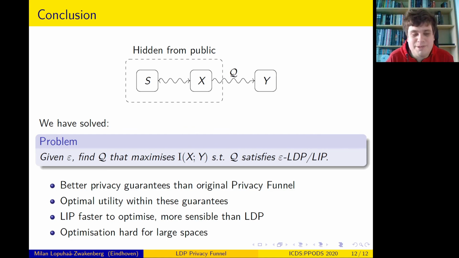And finally, a bit of a negative result is that we can do this optimization, but only if the input space is relatively small, because otherwise the vertex enumeration will just become too difficult. And that's why in my current work, I am trying to find explicit protocols Q that give at least a decent utility, if not optimal, but that can be found a lot faster.